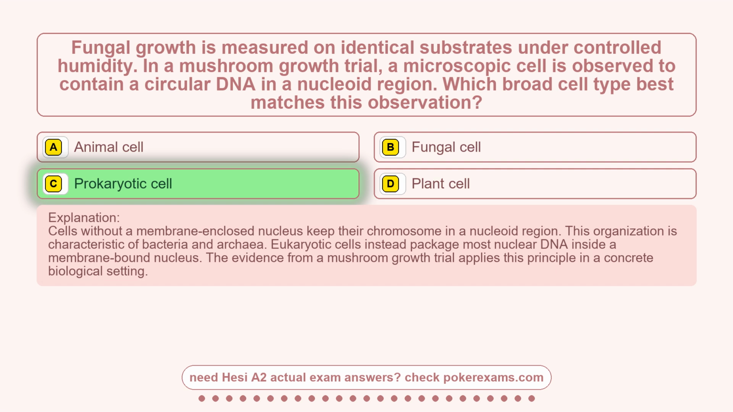Cells without a membrane-enclosed nucleus keep their chromosome in a nucleoid region. This organization is characteristic of bacteria and archaea. Eukaryotic cells instead package most nuclear DNA inside a membrane-bound nucleus. The evidence from a mushroom growth trial applies this principle in a concrete biological setting.